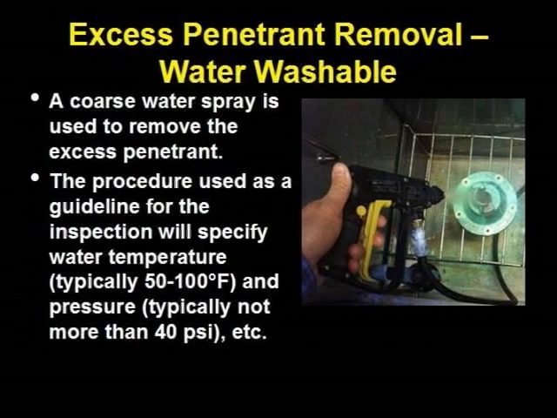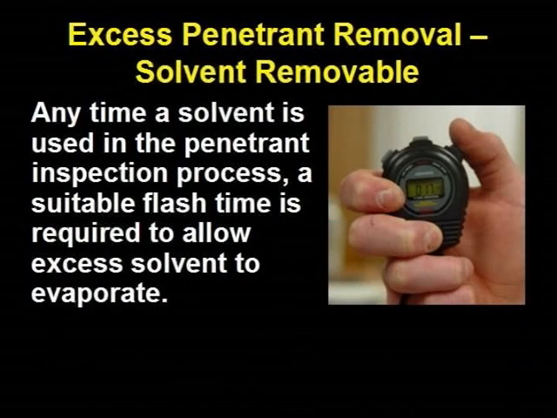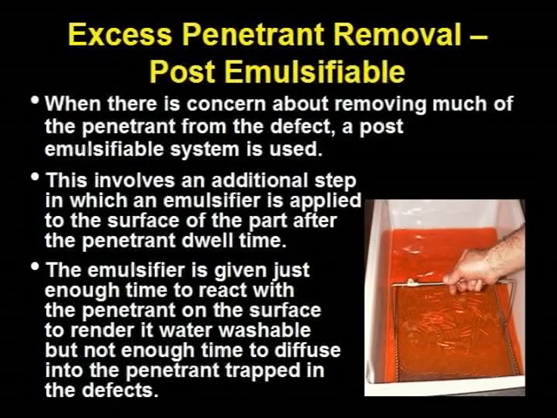For water washable penetrants, a coarse water spray is used to remove the excess penetrant. The water temperature and pressure must be controlled to keep from washing the penetrant out of the defects. Special nozzles are used to create a stream of relatively large drops with low force. The solvent removable penetrants are removed by wiping with a clean, dry cloth, followed by wiping with a cloth lightly dampened with solvent. If a solvent is used, time must be allowed for the solvent to evaporate.